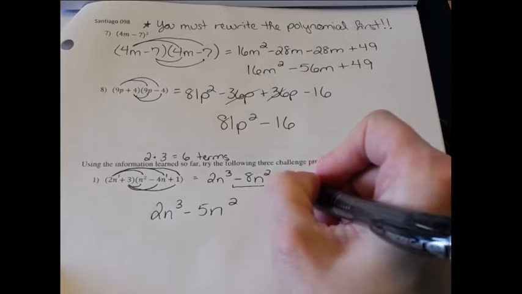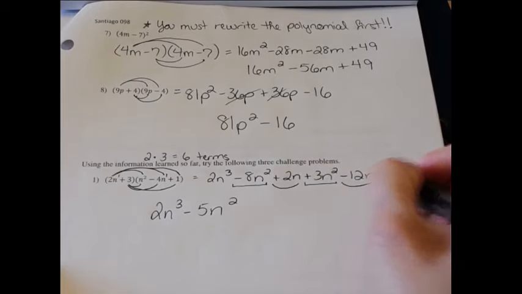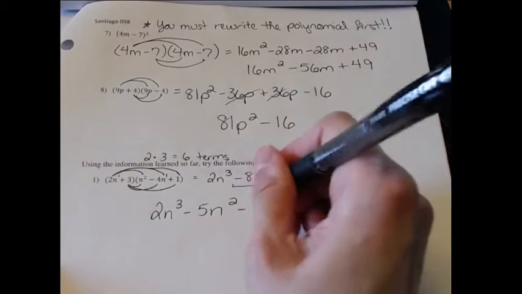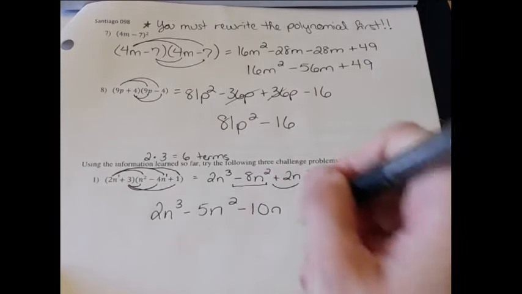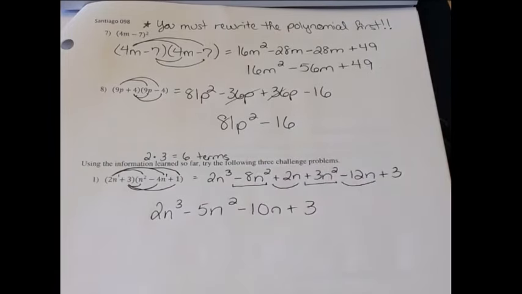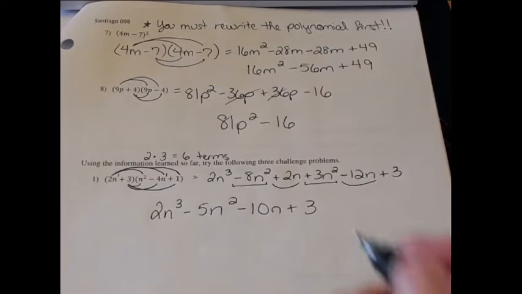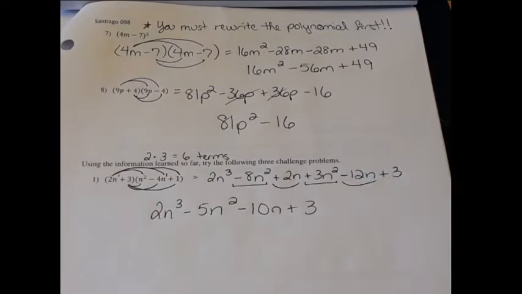Next, we have a positive 2n and a negative 12n. If we combine these two, that gives us a negative 10n. And last but not least, we have a positive 3. We're not going to just erase the constant because it doesn't have a pair or a like term. We're simply going to bring it down. And there is your final answer. 2n to the third minus 5n squared minus 10n plus 3. Done.